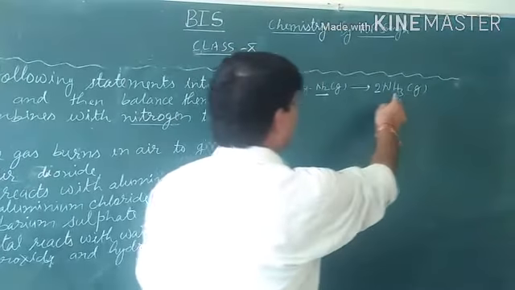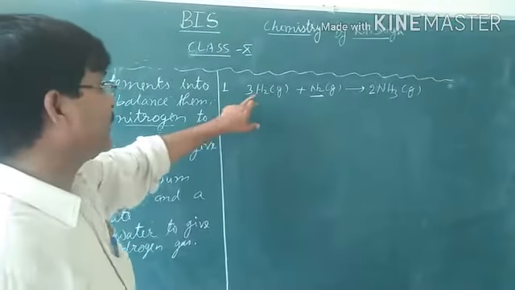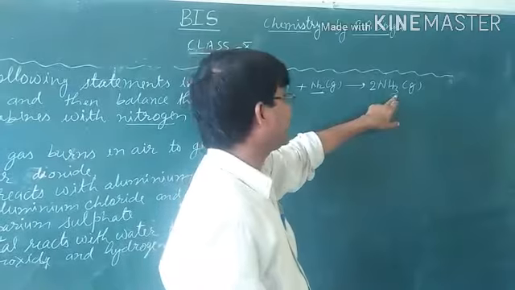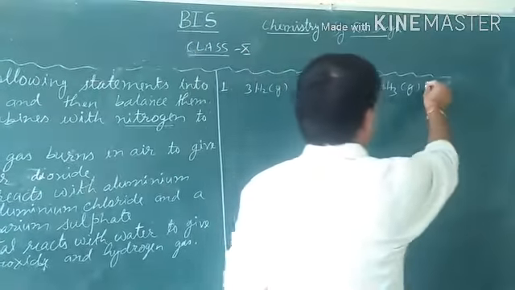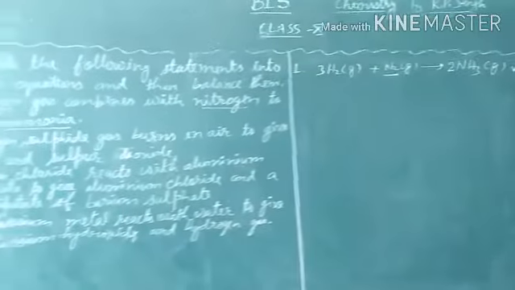Here 2 threes are 6. So we will multiply this by 3. 3 twos are 6, and 2 threes are 6. 2 ones are 2 and 2 ones are 2. So this is the balanced equation. Okay? Any problem? Next question.